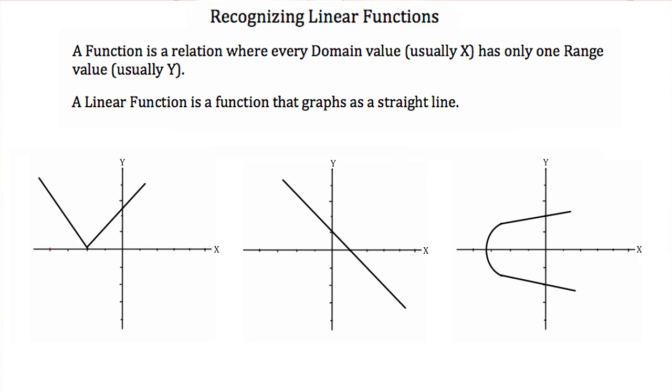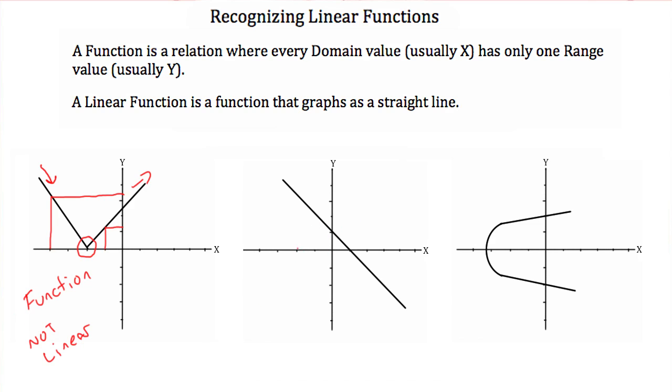So our first example here does appear to be a function. Every x value that we select has only one possible y value. So it is a function. However, this is not a linear function because of this little bend here in the V. First this function goes down and then it goes back up. So it is a function, but it's not linear. Let's look at the next one.